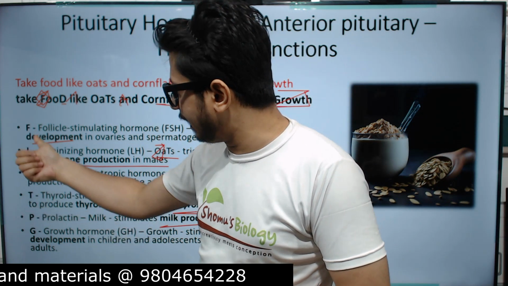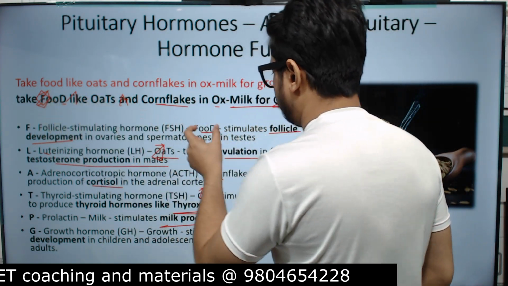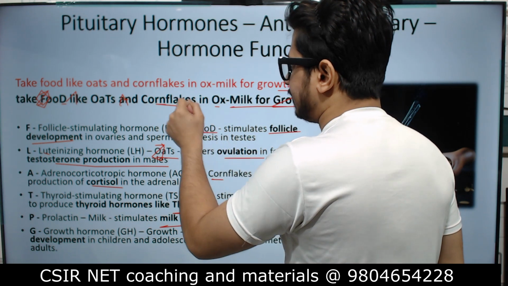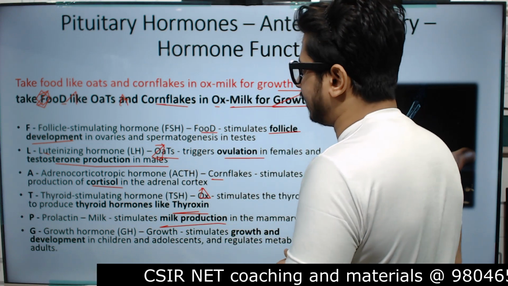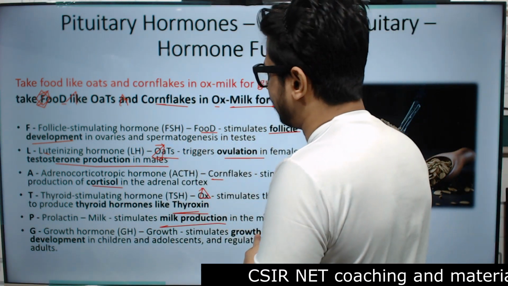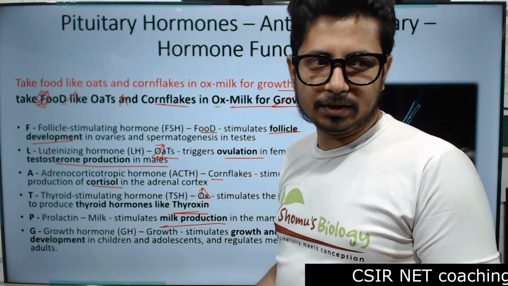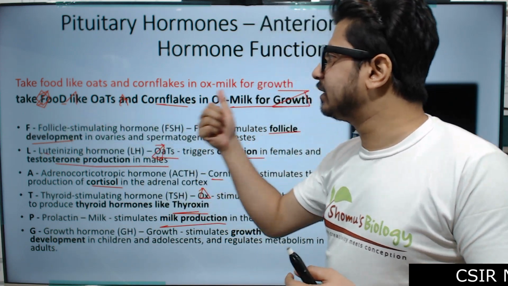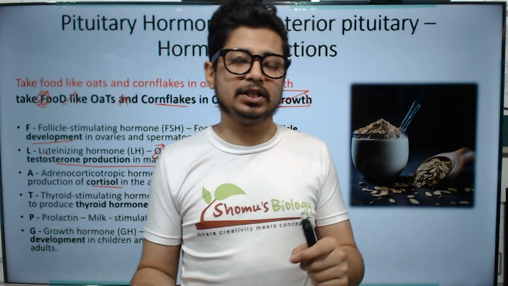So you can see not only the name flat pig, the names of the hormones, but along with that we associate them with the functions. The first one, food, stimulates follicle development. Then comes luteinizing hormone, oats, ovulation, production of testosterone. Then comes ACTH, cornflakes, cortisol, release of cortisol. Then T for thyroid goes with ox, stimulation of the thyroid gland and thyroxine production. And milk for what? Milk production, prolactin. And G is the last one, growth hormone, which helps in the growth of children and adolescents, and also helps in maintaining metabolism in adults. So these are the functions. For that you need to remember flat pig and take food like oats and cornflakes in ox milk for growth. Simple as that. That's how you can remember the hormones and their functions with mnemonics.